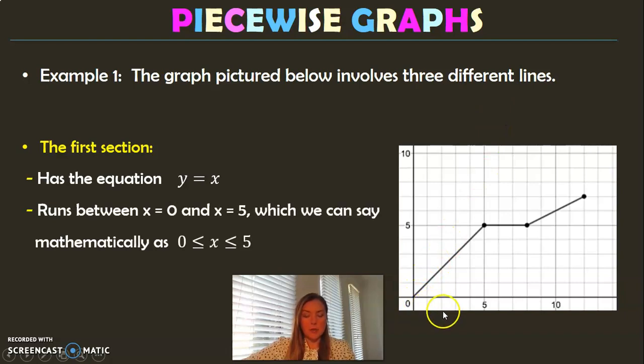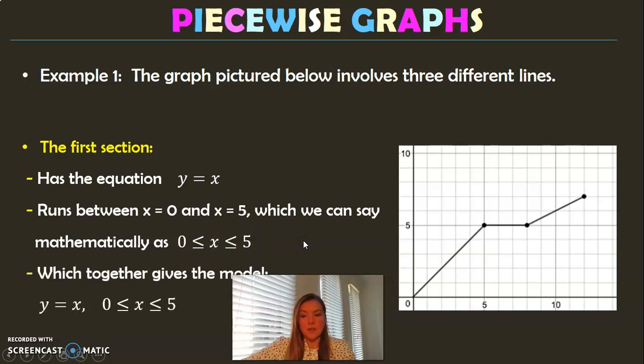It runs between 0 and 5 on our x-axis, which we can say has a domain mathematically of this, 0 less than or equal to x less than or equal to 5. Okay, so together we would write that model here, incorporating both of these sections into it. So the actual equation for the line as well as the domain would be written here as y equals x, comma, and then we would write the domain, i.e. that is the values for x in which the graph runs.